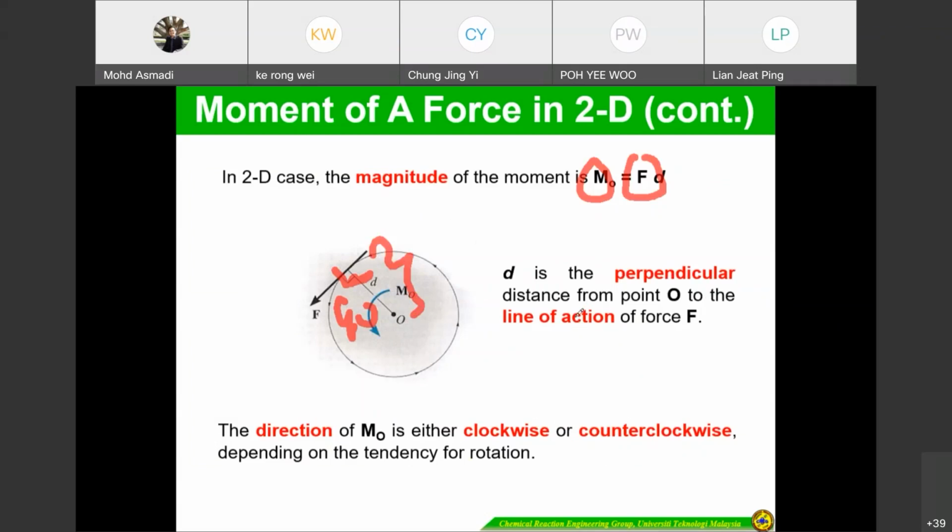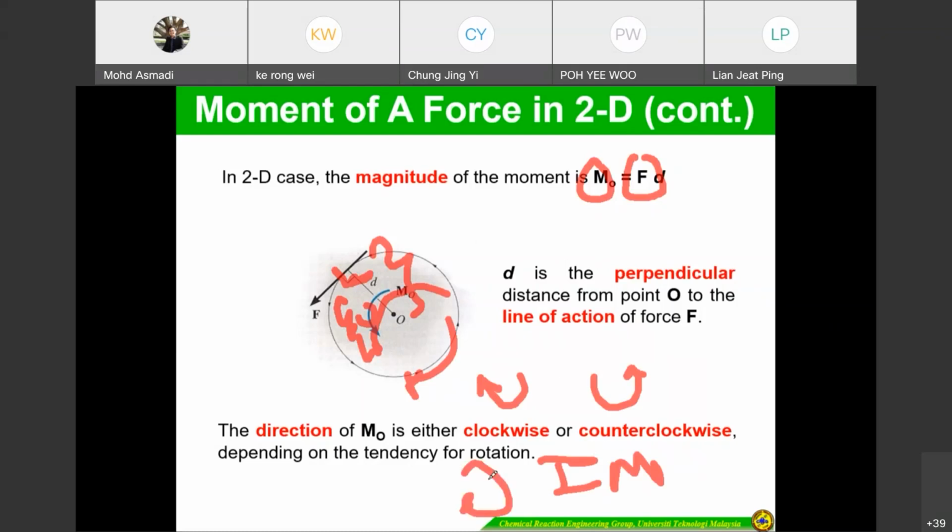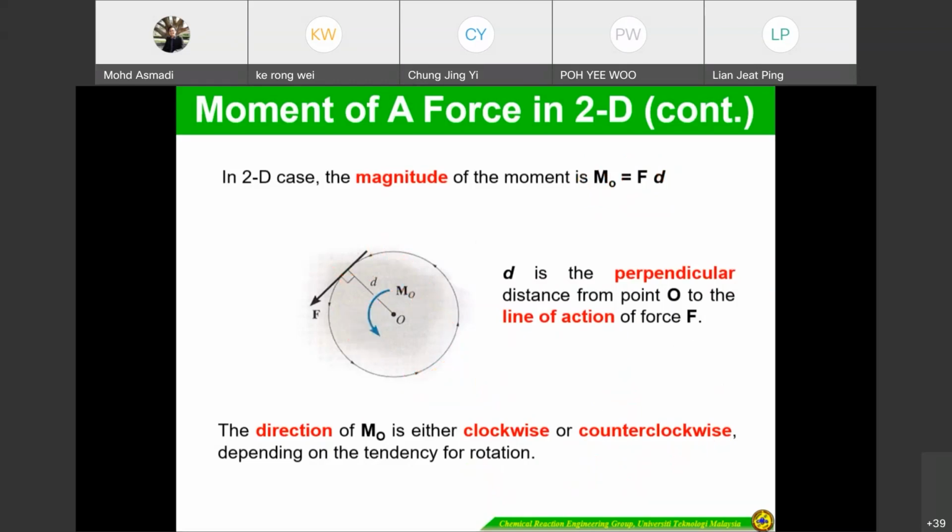The direction of M is either clockwise or counterclockwise, either this one or this one. So please remember, generally we define the total moment with clockwise as positive. That depends on your definition, actually.